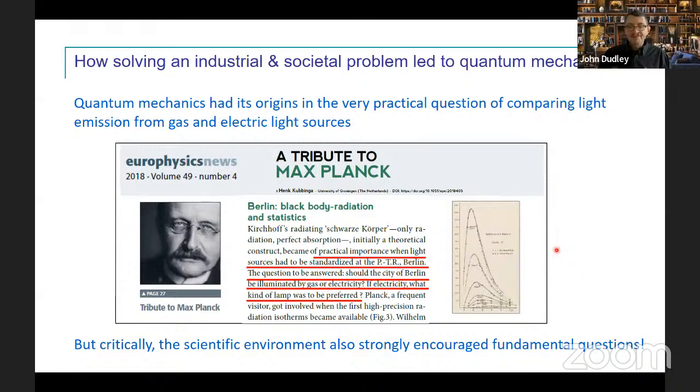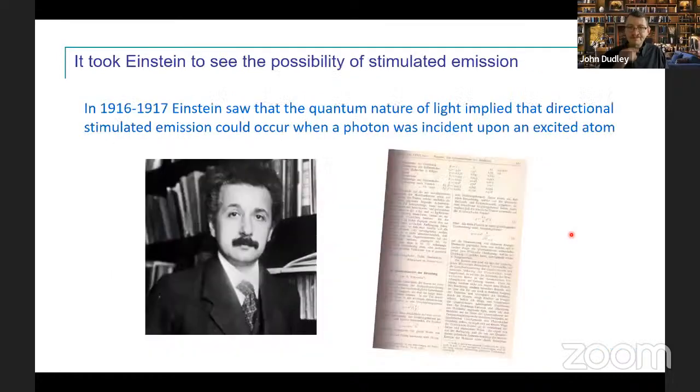Importantly, the environment in Berlin at the time also encouraged research into fundamental questions. You had Planck, you had Einstein, Kirchhoff, and many others. So this is something I'll come back to. So even though quantum mechanics came about by trying to solve a practical question, of course, its subsequent development was only possible because fundamental research was supported.